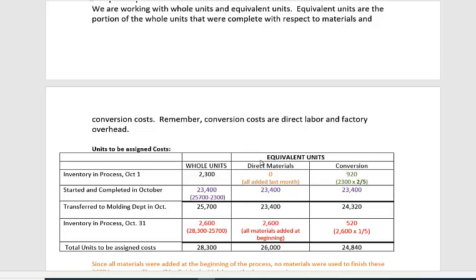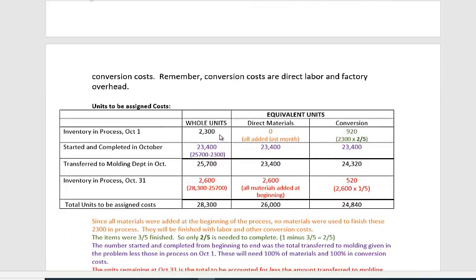You know, all the materials were added, the milk and the cocoa and whatever else it was, they were just added all at the beginning, and then in the blending department they got blended together. So for the 2,300 units that we received from September 30th, remember this is the work in process on October 1st for the blending department. So we're starting with 2,300 units. The material was added to these 2,300 units back in September. So for materials, we had no equivalent units because all the materials were added last month.